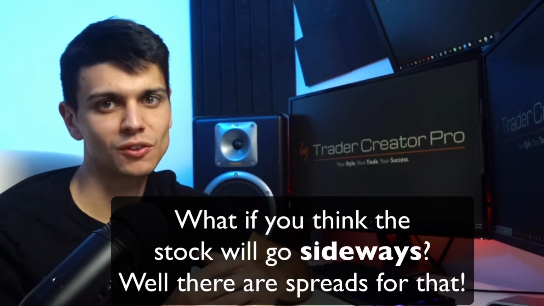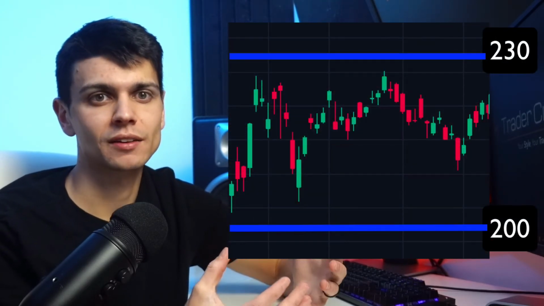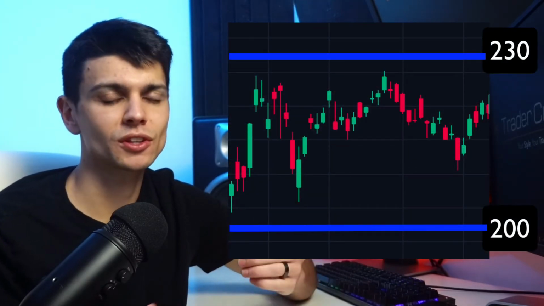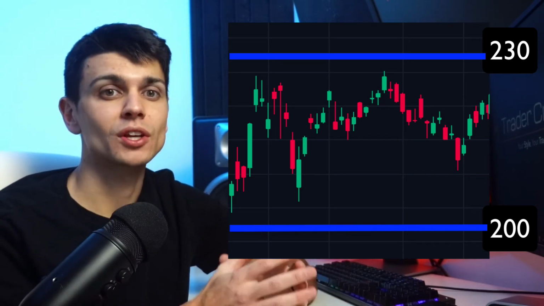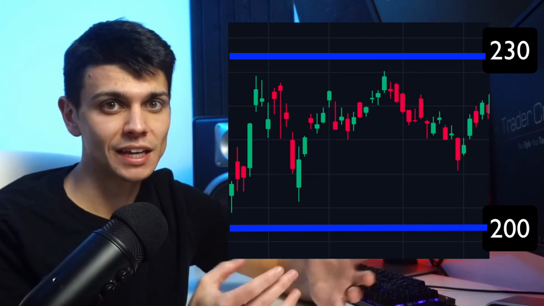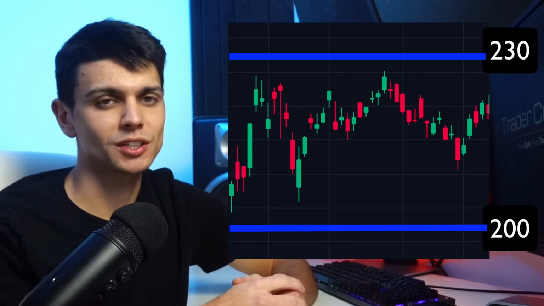Now, what if you think the stock is not going to go up or down? Well, there are spreads for that. On these types of spreads, you want the stock to stay within certain parameters of the spread. For example, if you think the stock should stay between 200 and 230, you can make a spread that makes it so that you will make money if the stock stays between 200 and 230 by expiration.